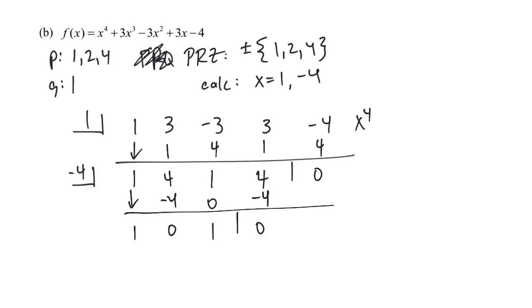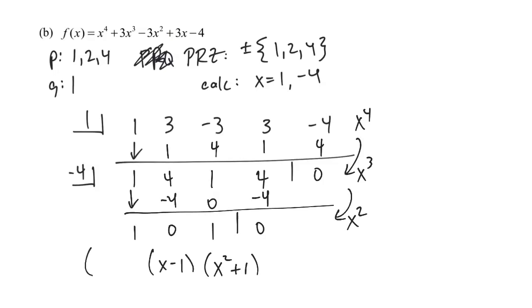Now, one last time, when I start with x to the 4th and divide once, I get x cubed. I divide again, I get x squared. So my irreducible quadratic factor is going to be x squared plus 1. One of my linear factors is going to be x minus 1, and the other linear factor is going to be x plus 4. And again, that's determined by these zeros that we got out of the calculator.